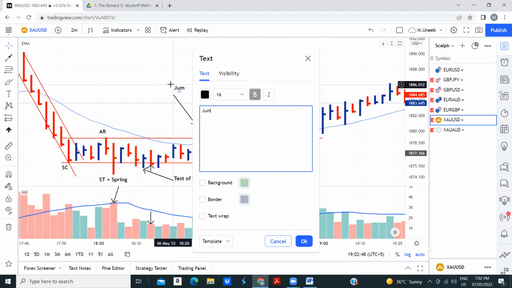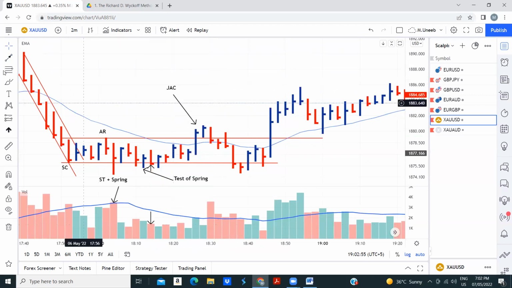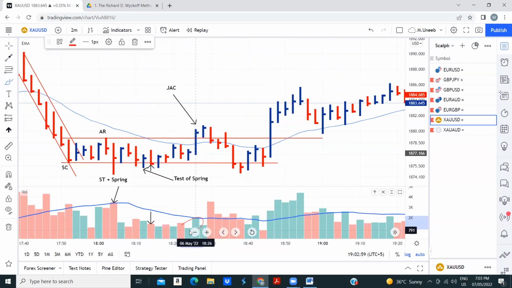Jump across the creek. JAC. Jump across the creek is when we break the resistance. And you will see when we observe the jump across the creek, there will be an increase in volume. Increase in volume during jump across the creek. Got it? And then we will have a rally back to I.